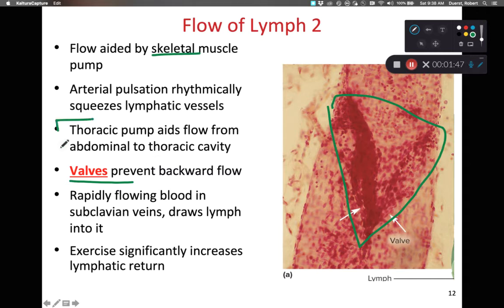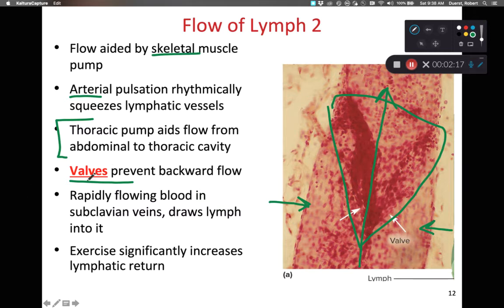The thoracic pump also aids with the movement of lymphatic fluid. When we inhale, our thoracic cavity increases in volume. We have a lower pressure in the cavity, and that draws more lymphatic fluid towards the subclavian veins. The pulsation of the arteries is going to push against the outside of our lymphatic vessels, and that's going to cause lymphatic fluid to help move through the lymphatic vessels.